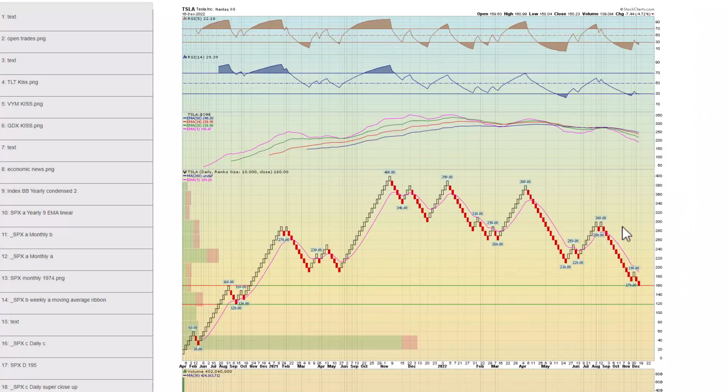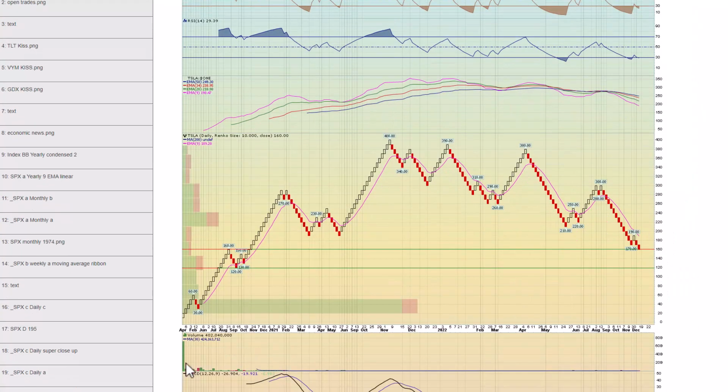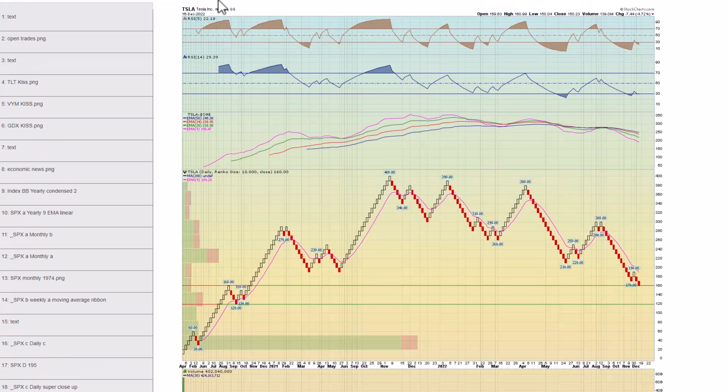Next, chart 81. Here's a clean Renko chart. Getting right on a support here. If it doesn't hold, though, it could also go down to the 120 area.